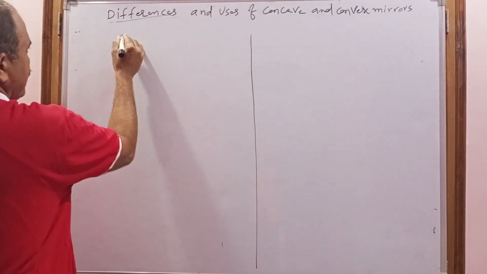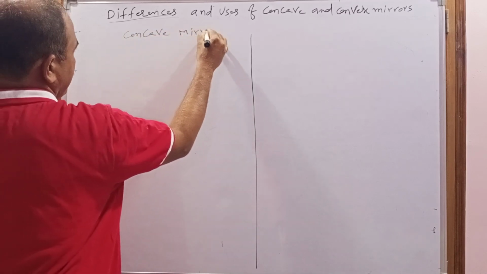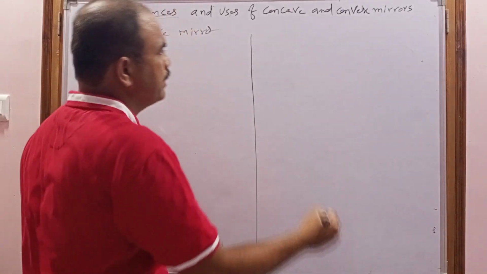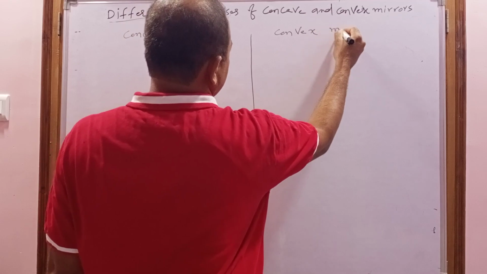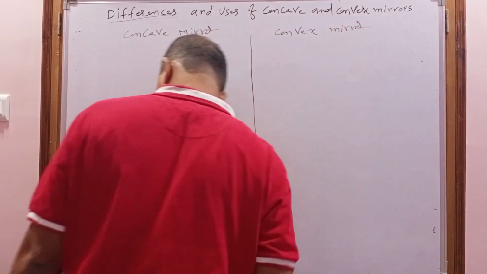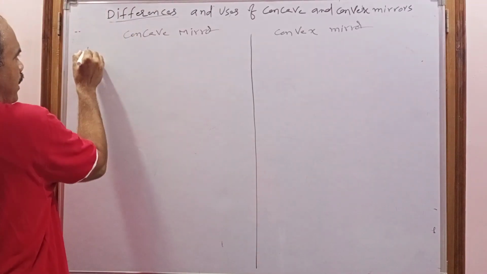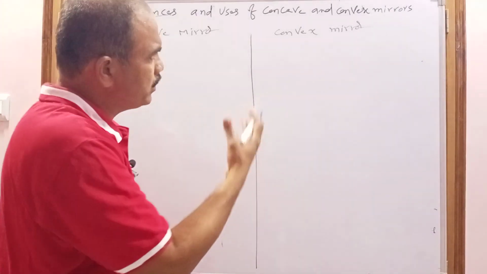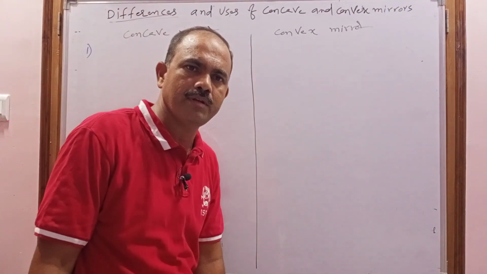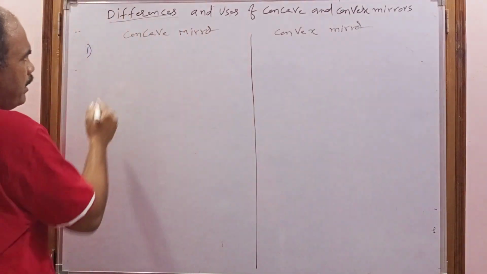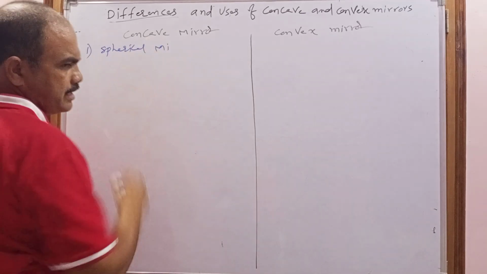On the left hand side I am taking the concave mirror, and on the right hand side I am taking the convex mirror. So what is a concave mirror? It is a spherical mirror. Both are spherical mirrors. The concave mirror is a spherical mirror, and the convex mirror is also a spherical mirror. So concave mirror is a spherical mirror whose inner surface is the reflecting surface.